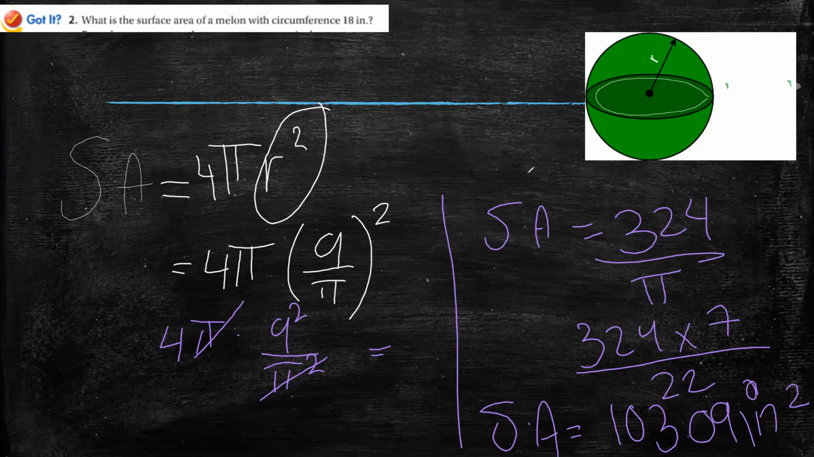So to find the surface area, I only need the radius. In this question, the radius is not given. How can I find it? From the circumference. Since the circumference of a circle is 2πr, let's find the radius from the circumference, then use this radius to find the surface area. Is it clear? Yes.